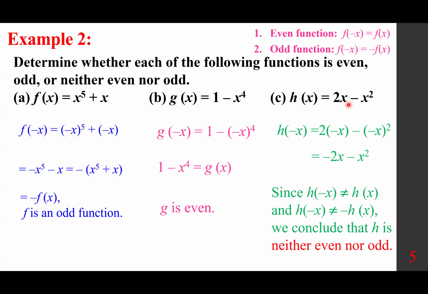In other words, since h of minus x is not equal to h of x, that makes it not even. Since h of minus x is not equal to minus h of x, we conclude that h is neither even nor odd. So it's pretty straightforward.